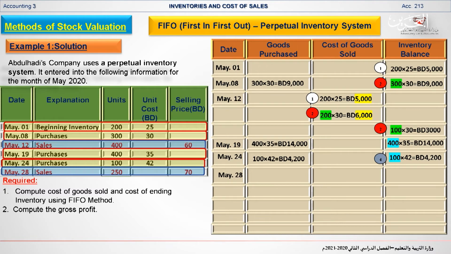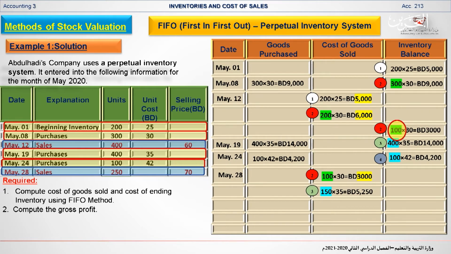On 28th of May, the company sold 250 units. So here, we have to calculate the cost of goods sold using FIFO method, which is first in, first out method. So the company will sell the old inventory first. Remember that there are 100 units remaining from inventory purchased on 8th May. So the company is going to sell it first according to FIFO method. The remaining 150 units sold will be taken from inventory purchased on 19th of May.